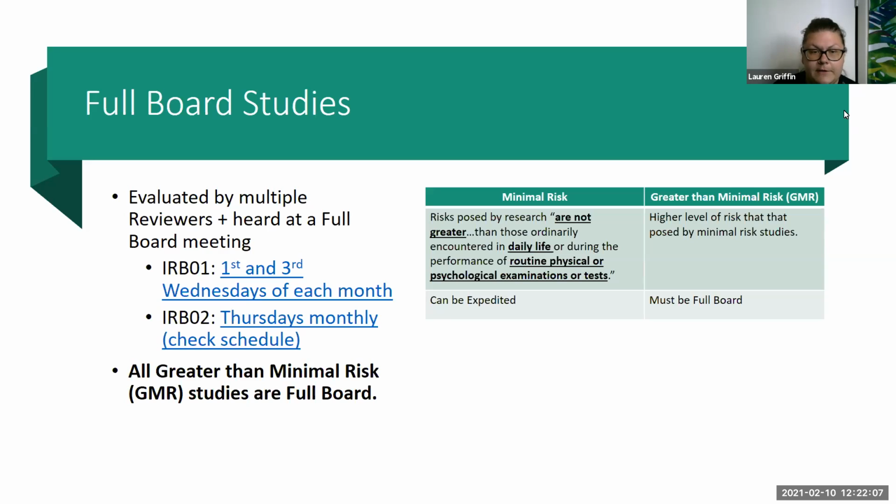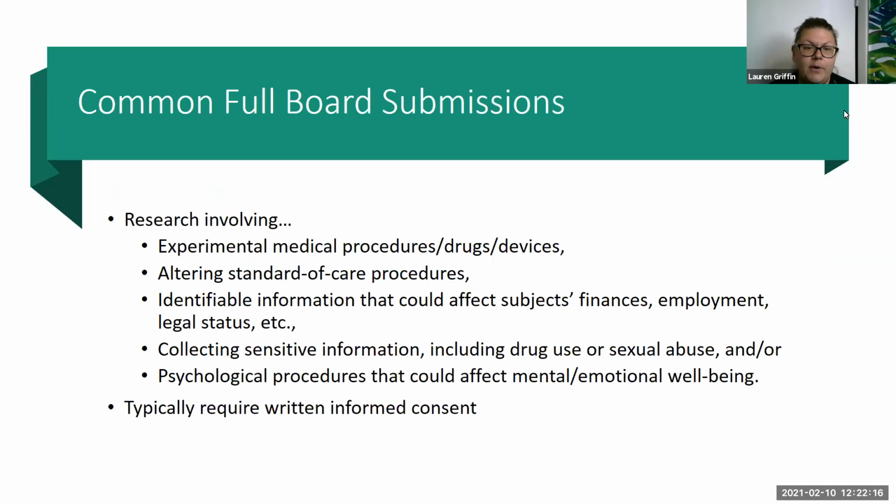IRB 01 meets first and third Wednesdays of each month. IRB 02 meets Thursdays monthly. We have a schedule online and you'll be able to see exactly when. Common full board submissions include experimental medical procedures, drugs, devices, sensitive information, drug use, sexual abuse, or psychological procedures that could affect somebody's mental or emotional well-being. You'll likely need written informed consent. This is done to protect subjects who are going to be putting themselves at a little more risk.